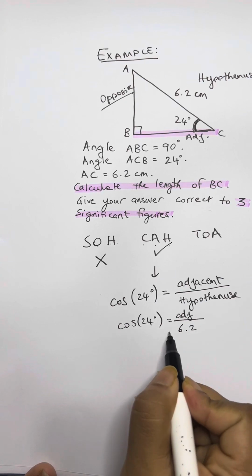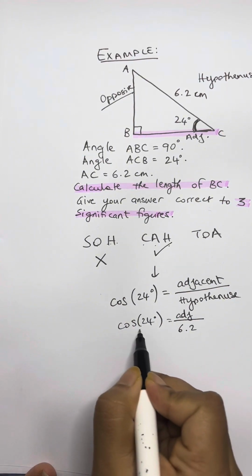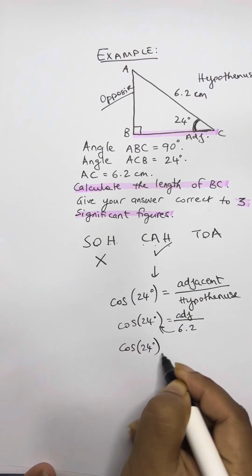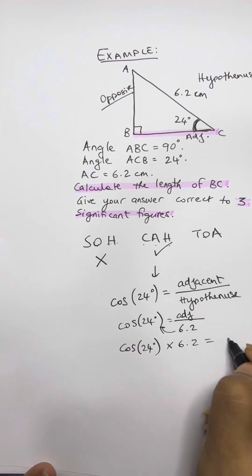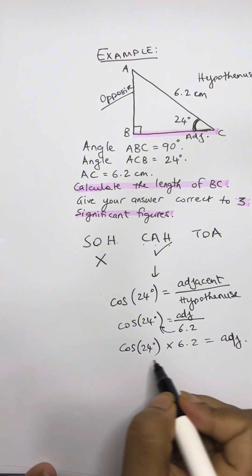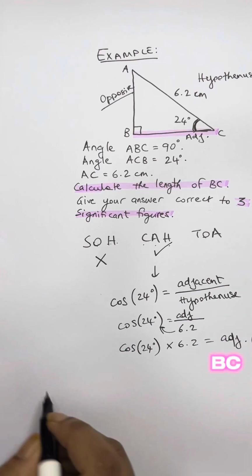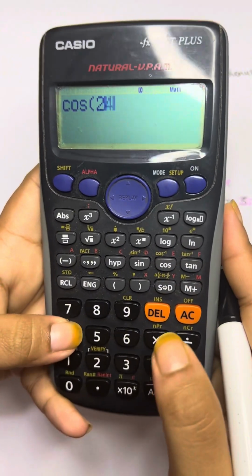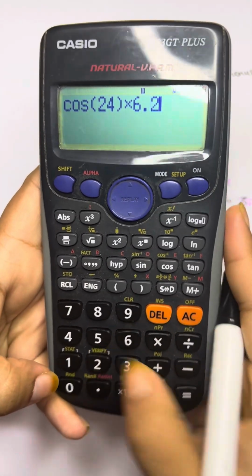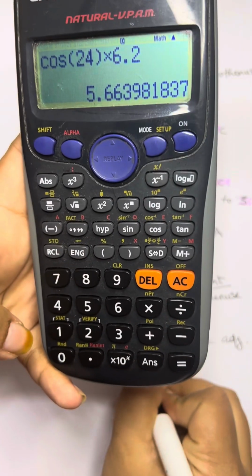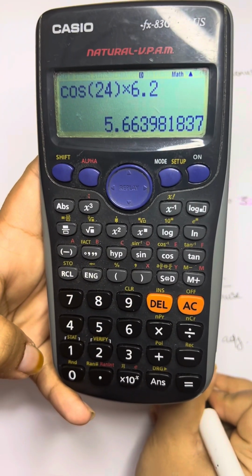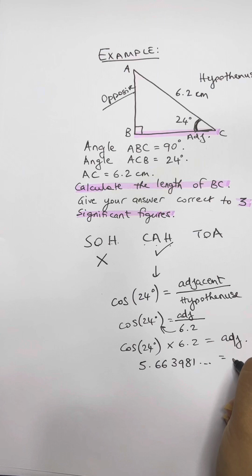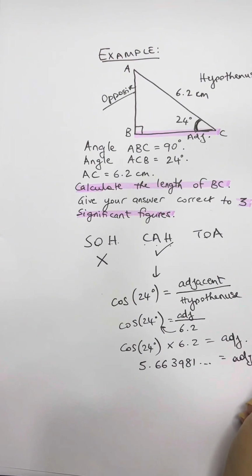Again, I just need to get rid of this 6.2. I need to multiply it to the other side. So it's going to be cos of 24 multiplied by 6.2 equals adjacent. So what's my length BC? Let's try it on our calculator. Cos of 24 times 6.2 gives 5.66391, etc. So that's my length BC, or adjacent, same thing.